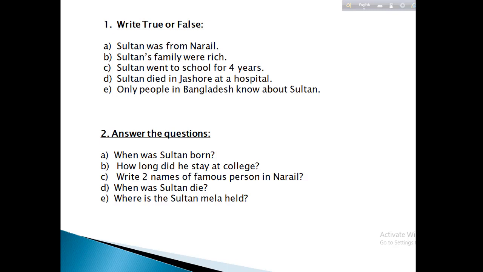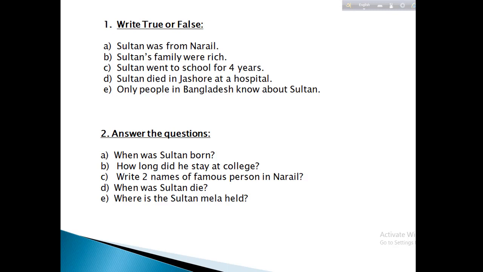E. Only people in Bangladesh know about Sultan. Not really. People around the world know about Sultan. So, it is false. Now, we discuss about the question number 2, answer the questions.